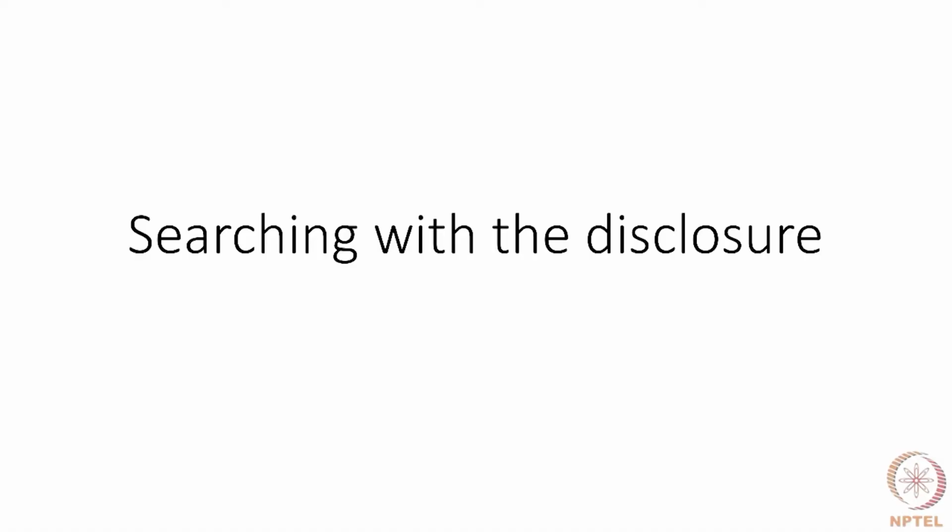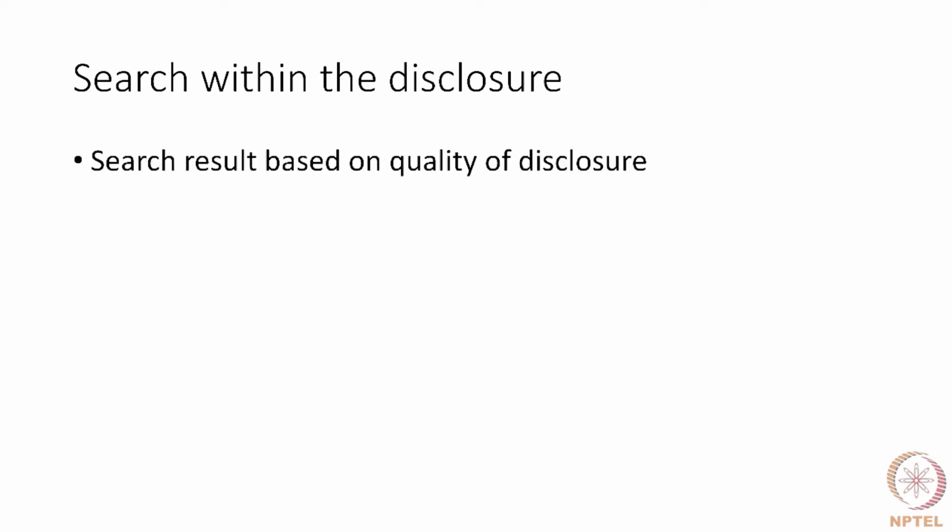Searching with the disclosure. Once you have a working disclosure, you do a search to understand whether the invention can be patented. The search result, as we have already mentioned, will be dependent on the quality of the disclosure. So, how hard you try or how rigorous the disclosure process is will actually determine the quality of your search report.